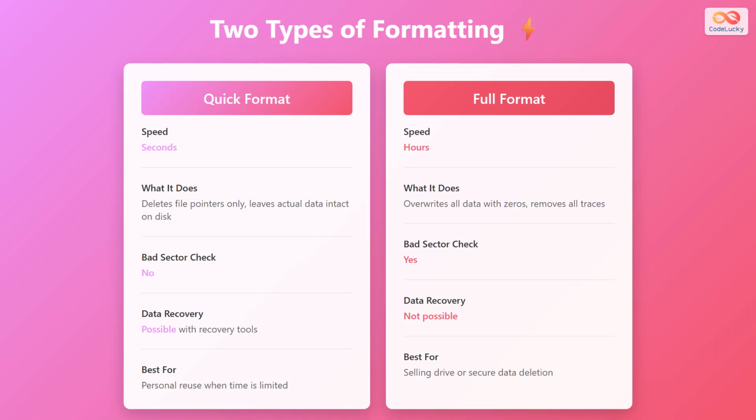Full format takes much longer, sometimes hours, but it overwrites all data with zeros and makes data recovery nearly impossible. Full format also checks for bad sectors on the drive. Use quick format for personal reuse when time is limited, and full format when selling a drive or when you need secure data deletion.